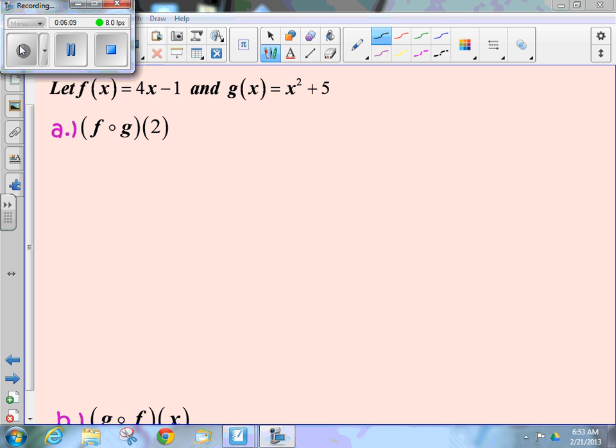Okay. All right, the first one says f of g of 2. F of g of 2. So you should first be doing f of g. Starting with which function? F. And instead of the x's, you're going to plug in the whole g function.